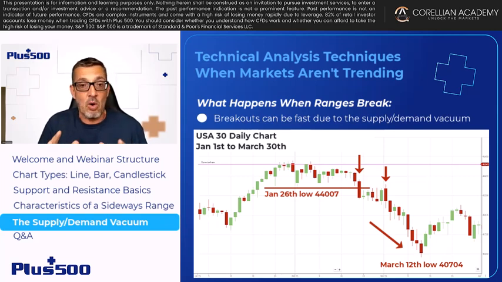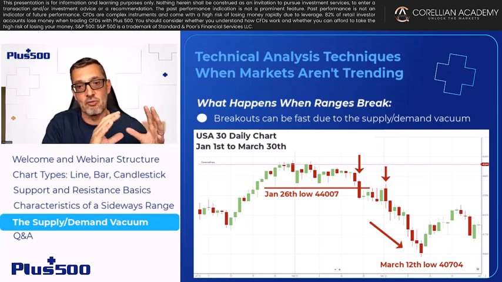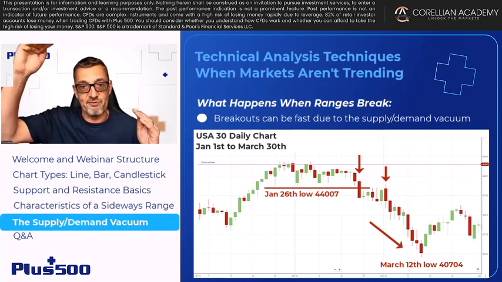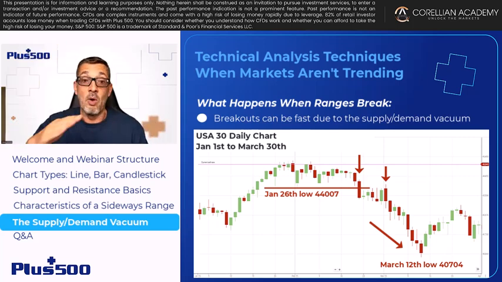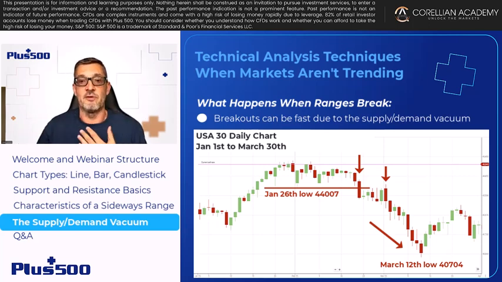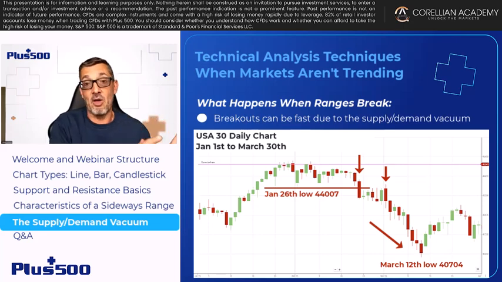40,704. This is why when deploying a trading the range strategy, it's very important a stop loss is placed above the resistance, or in this example, just below the support, to protect your position and preserve your trading capital, just in case a breakout is seen and a supply-demand vacuum materializes.